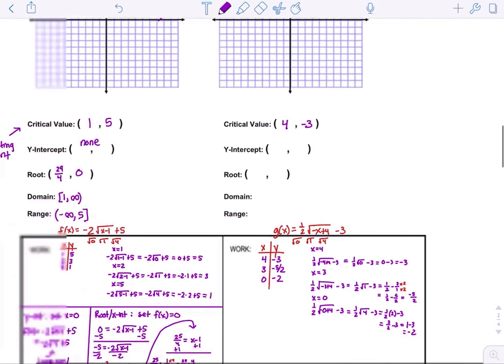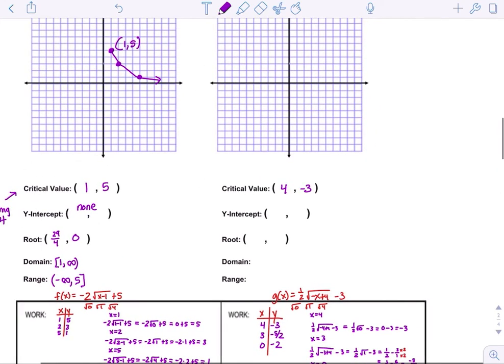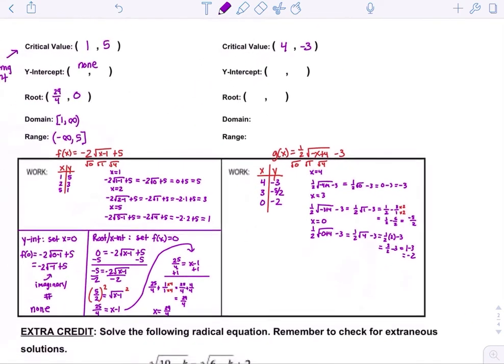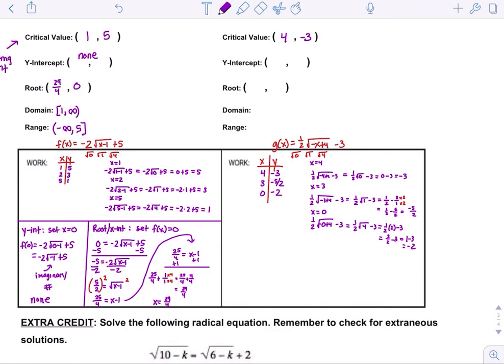So let's go ahead and graph those. (4, negative 3), that's 1, 2, 3, 4 over. (3, negative 5 over 2) is right there, and (0, negative 2) is right there. So your graph is going to look something like that. It's going to look a little chalky. It's okay.